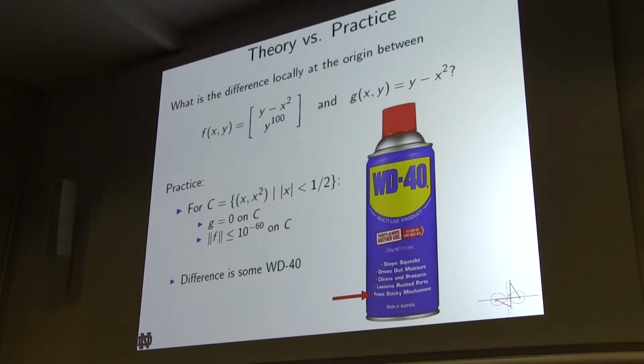So free sticky mechanisms. So if this comes from a mechanism problem, the difference between these two is you just need a little lubrication to be able to make it move. Otherwise, the machine will look exactly the same. So you have to really view, what am I trying to do with this system? Does it match reality, or is it an approximation of reality?